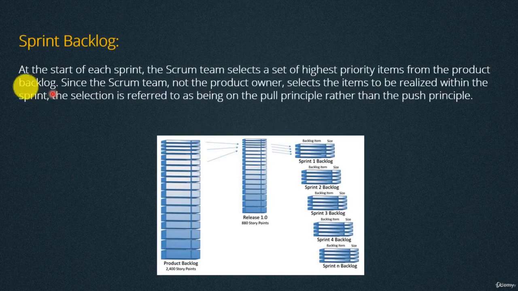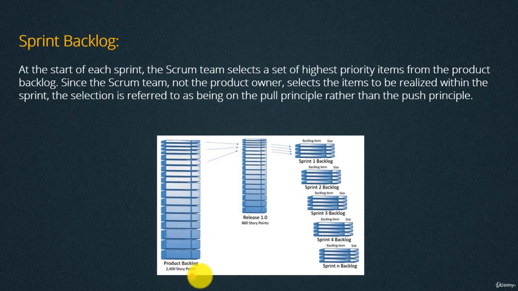Then we have sprint backlog. So the sprint backlog are the issues or the user stories that are chosen for development in this sprint. At the start of each sprint, the Scrum team selects a set of highest priority items from the product backlog. So, like we said, the product backlog is written mainly by the product owner. But the product owner is not the person who decides which user stories will be added to the sprint backlog. No, this is the whole team.